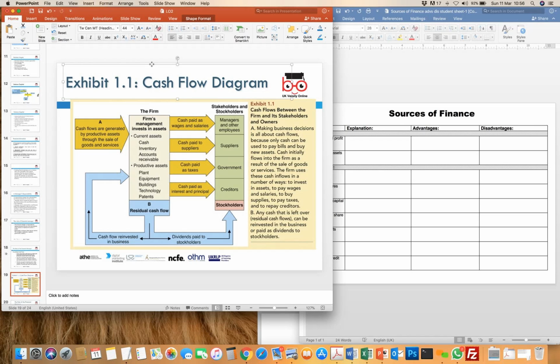Now, at the end of the month, you pay wages and salaries to the employees. You pay cash back to your suppliers because you have invoices, 30-day credit terms, whatever it is. And then some part of it is going out as taxes, VAT, or input tax, which is being applied on goods and materials which the company buys, is going out as taxes to the government.